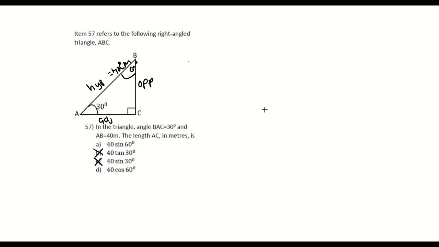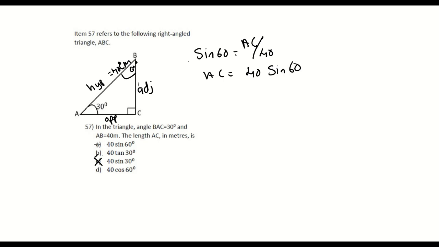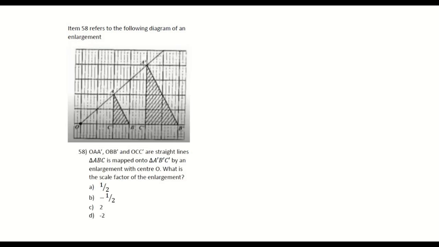If this is 60, let's just erase this. If this is 60, then if we're using 60, this is now my adjacent and this is my opposite. Right? So I want to find my opposite. So sine 60 is equal to opposite AC over 40. AC would be 40 sine 60. So A would be my answer.